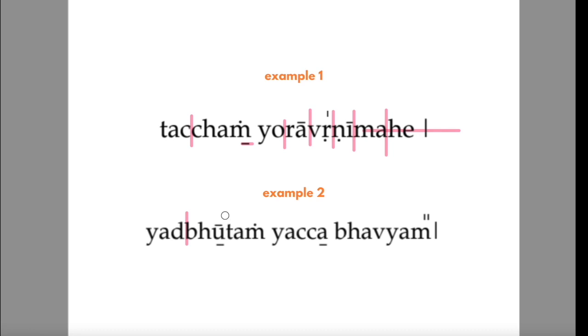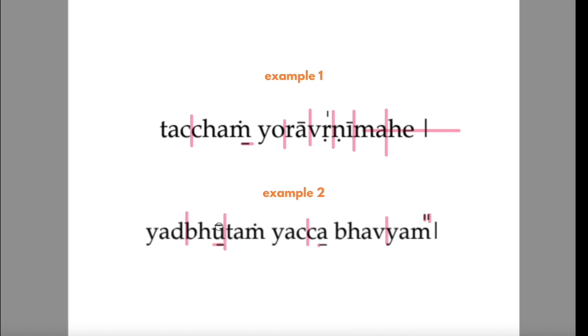Yat bhutam yacha bhavyam, and we've got a beautiful dirgha there, dirgha swarita. So we have yat bhutam is followed by a ya sound, so it'll be yat bhutai, yat cha bhavyam, yat bhutai, yat cha bhavyam.